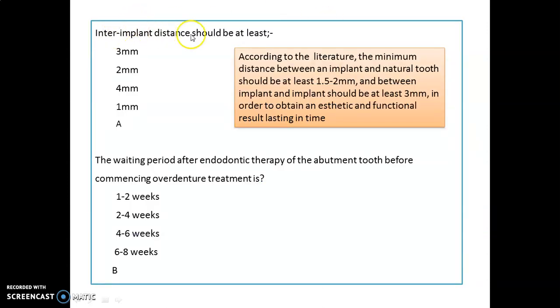Now, inter-implant distance should be at least what? Remember, aspirants, it is around 3 mm. If you go by the literature, the minimum distance between an implant and a natural tooth is at least 1.5 to 2 mm, and between implant and implant it is around 3 mm, in order to obtain an aesthetic and functional result that lasts for a long time. Now the last question of the lecture: the waiting period after endodontic therapy of the abutment tooth before commencing overdenture treatment is around 2 to 4 weeks.